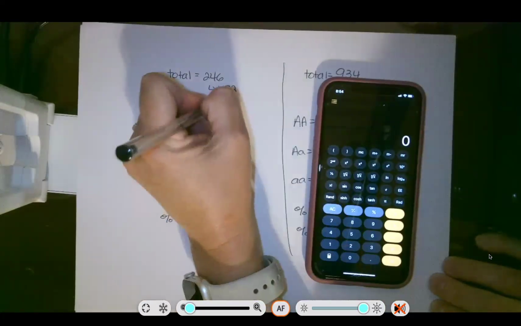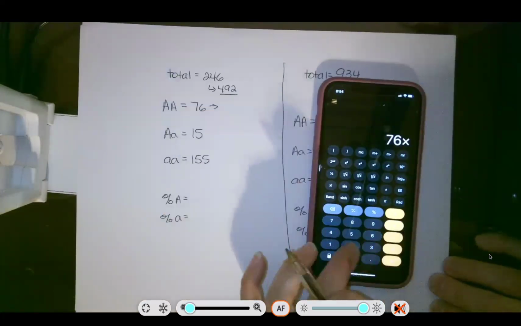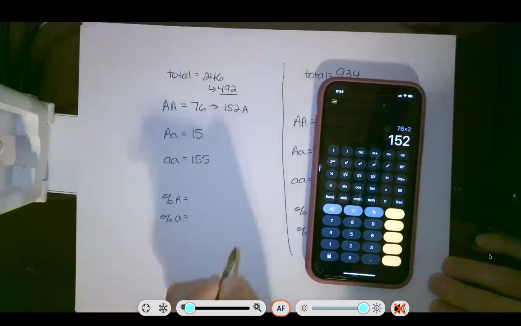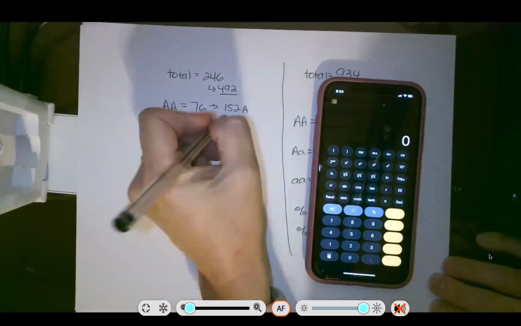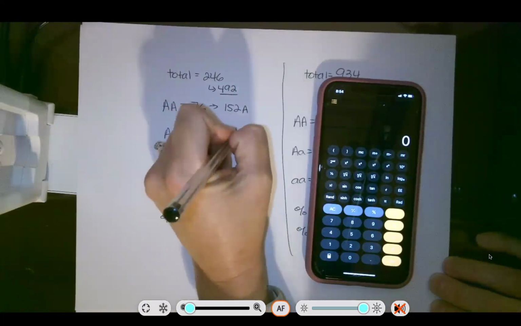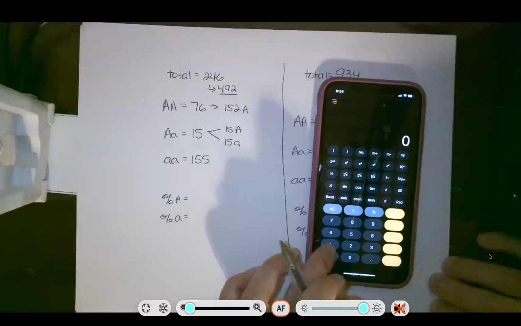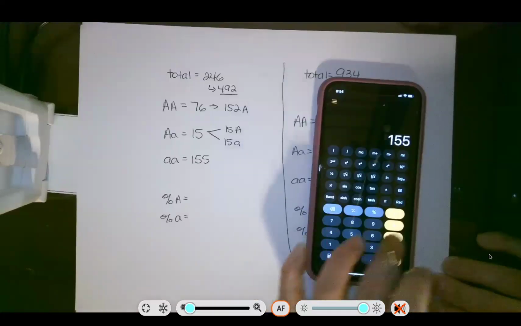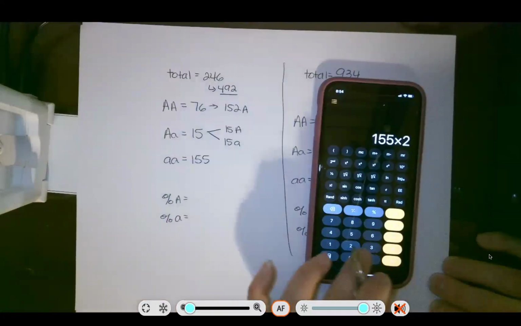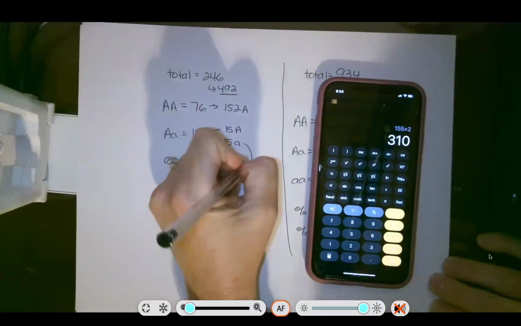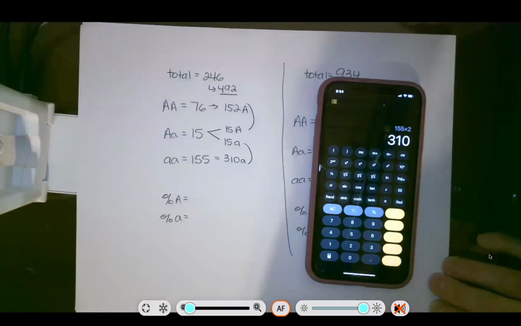All right, these 76 squirrels have two big A's, so that is a total of 152 big A's, dominant alleles there. These 15 have a big A and a little a, so that's 15 big A's, 15 little a's. And these 155 that are little a, that is a total of 310 little a's, okay?